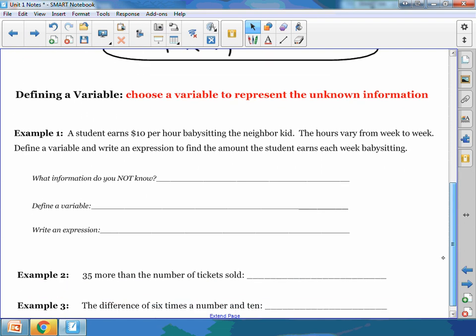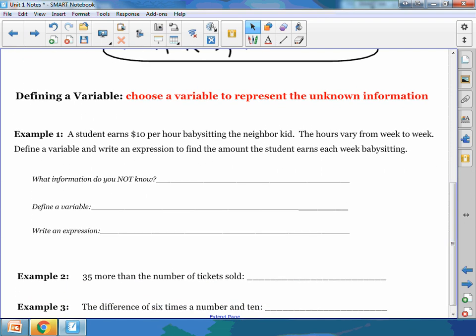All right. So the last part here. This is where we're going to stop after we get this part done. When I ask you to define a variable within a problem, I'm not asking you to write a definition for the variable. Like, a variable is a letter that takes the place of a number. Not that. It simply means when you define a variable, you pick a variable out and have it represent what's unknown in the problem.